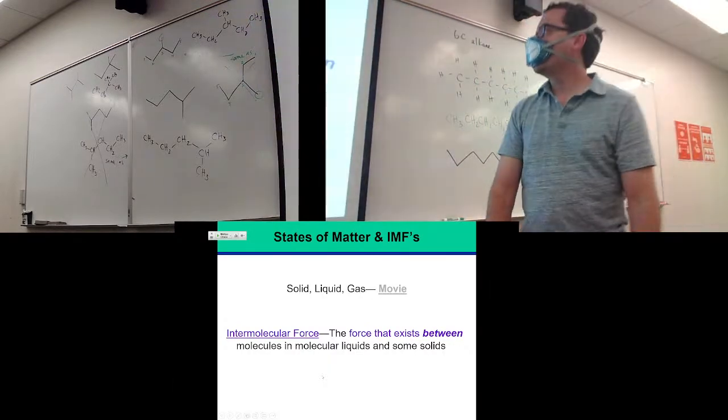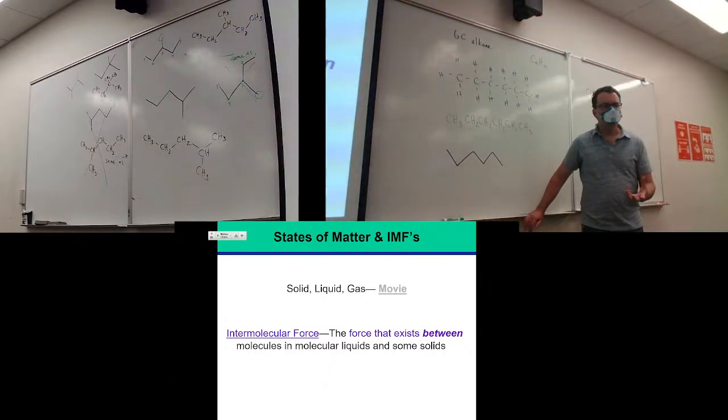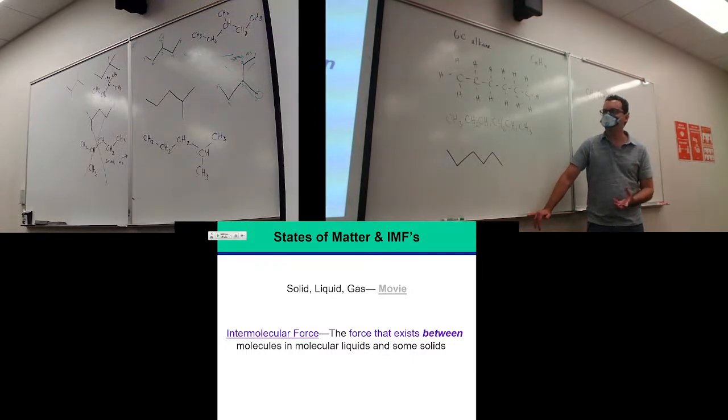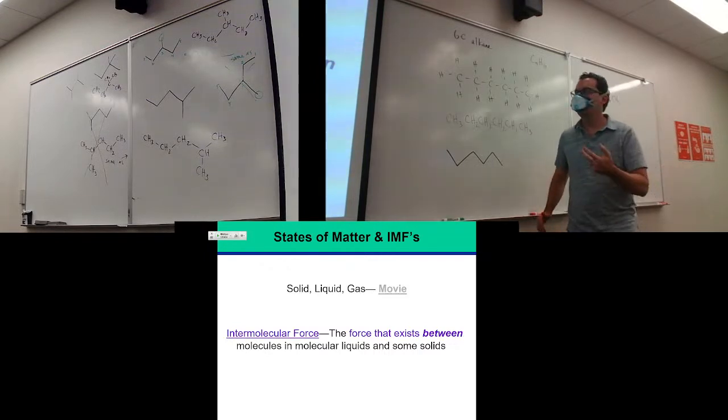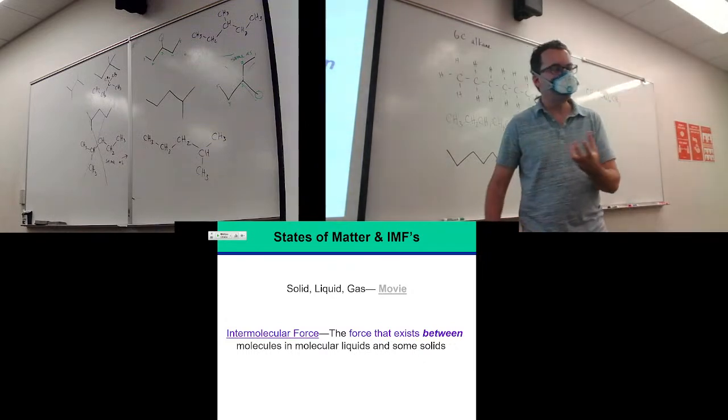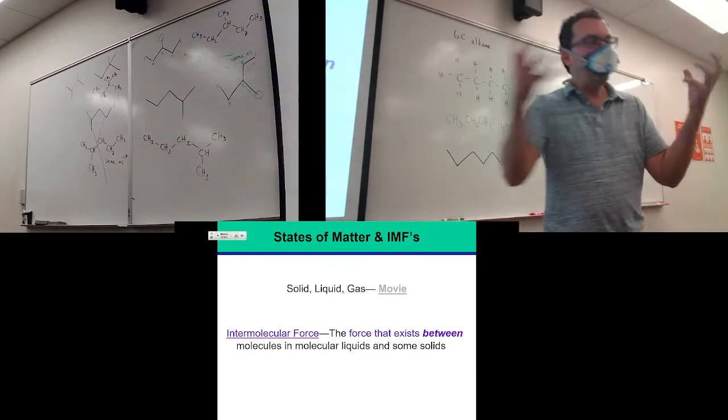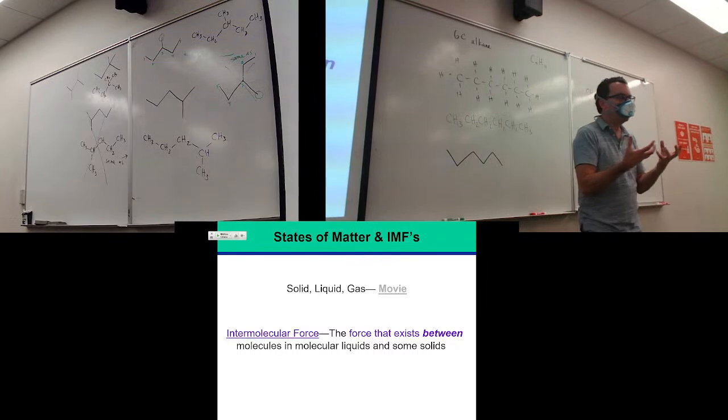So these are the forces that exist between molecules in molecular liquids and some solids. These are molecular solids we're going to be looking at. We're not looking at covalent networks, ionic compounds, or metallic metals. We're going to be looking at molecular solids to start with, just to understand how a molecular solid becomes a solid to begin with.